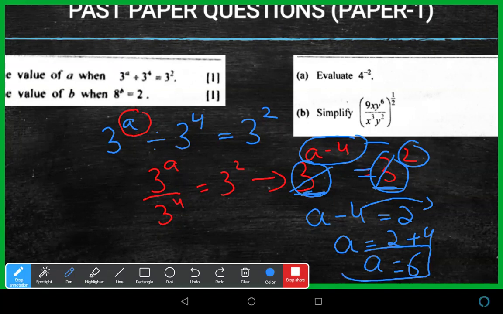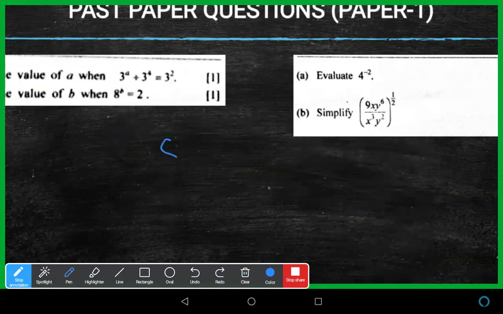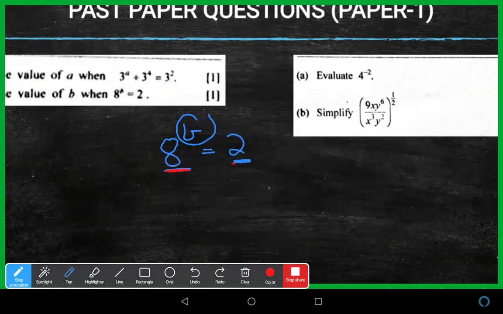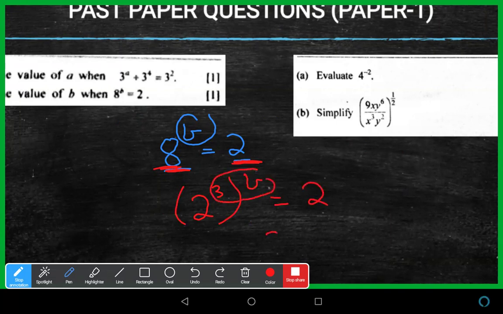Now, next part. 8 raised to the power b is equal to 2. On the right side we have 2, on the left side we have 8. We have to find the value of b, and b is written in the power, in exponent form. So we have to make both sides have the same base. So I can write 8 like this: 2 raised to the power 3, all to the power b, is equal to 2. These powers multiplied will become 2 is equal to 3b is equal to 2.